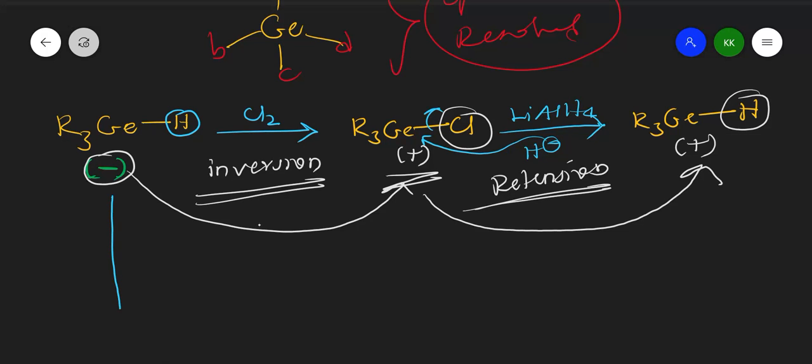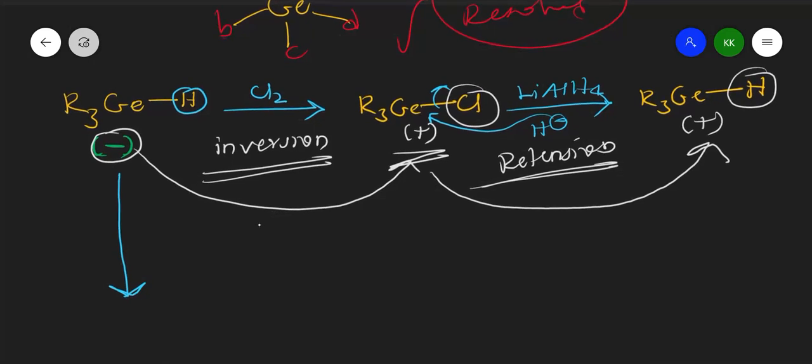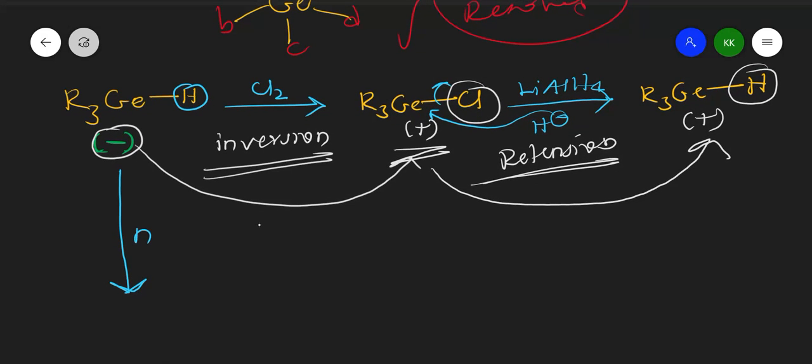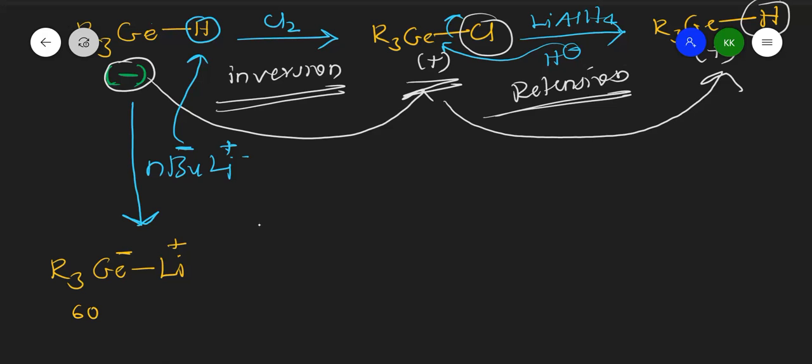Later, to the same compound R3 germanium hydrogen, they added n-butyl lithium. The n-butyl will be having minus, and lithium plus here. So it will take this proton as H plus, and the lithium will combine with the germanium, and we got this product. Other things remain as it is, R3Ge Li, lithium plus. This bond will be more ionic compared to covalent, around 60% ionic and 40% covalent. So this bond will be more of ionic.